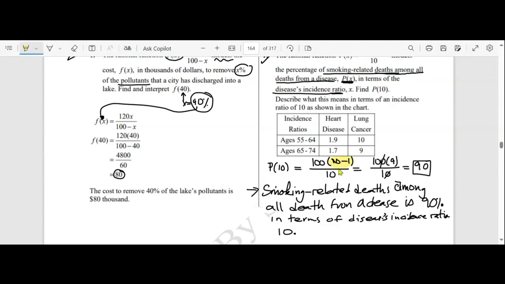Because according to the order of operation, we do the one inside the parentheses first. So inside the parentheses is what? 10 minus 1. Okay, let's move on to the next one.